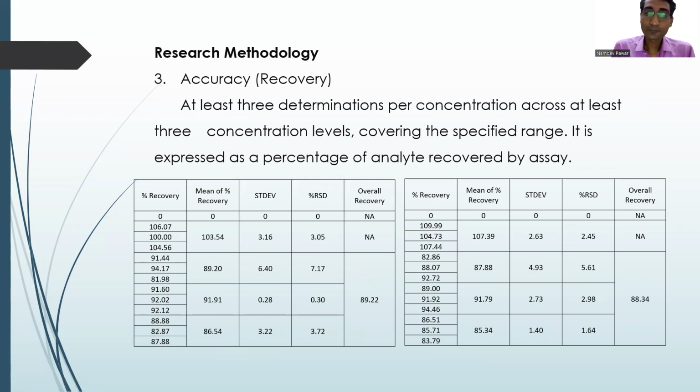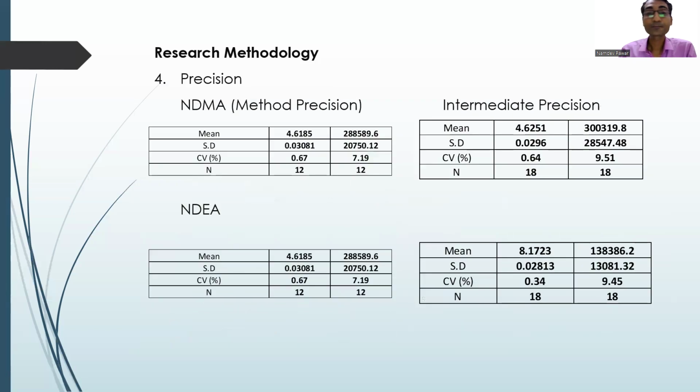Now I move further to find out the recovery, and recovery is calculated on the basis of accuracy. Here I prepared solutions of 50%, 100%, and 150% in triplicate, and found overall recovery of 89.22 and 88.34 for NDMA and NDEA respectively. This is very well accepted since the acceptance criteria is 70 to 130%.